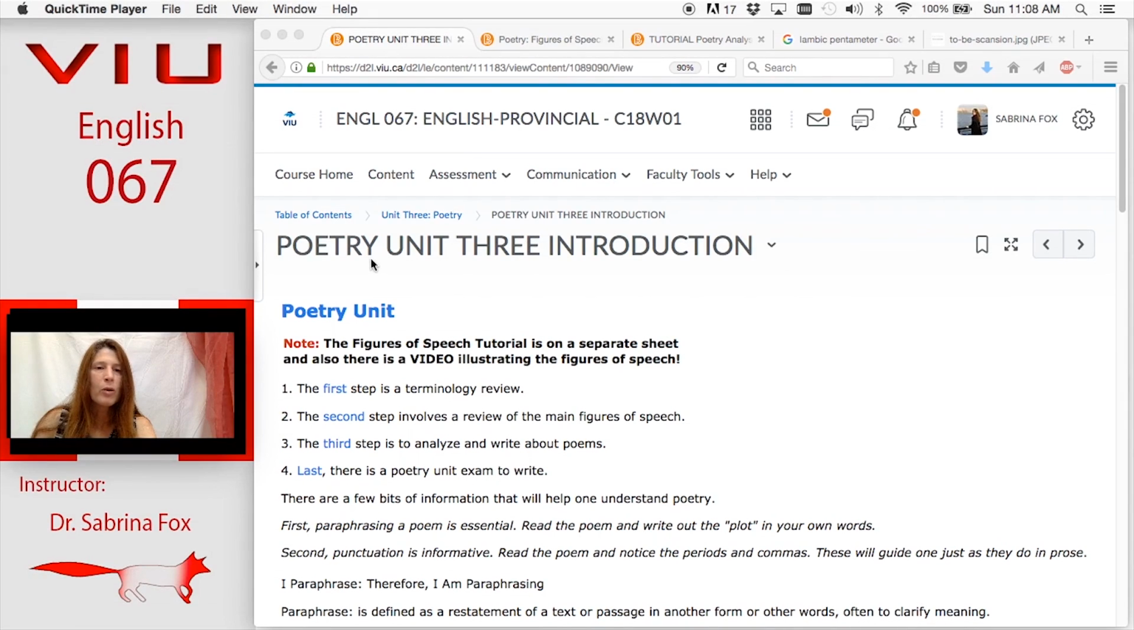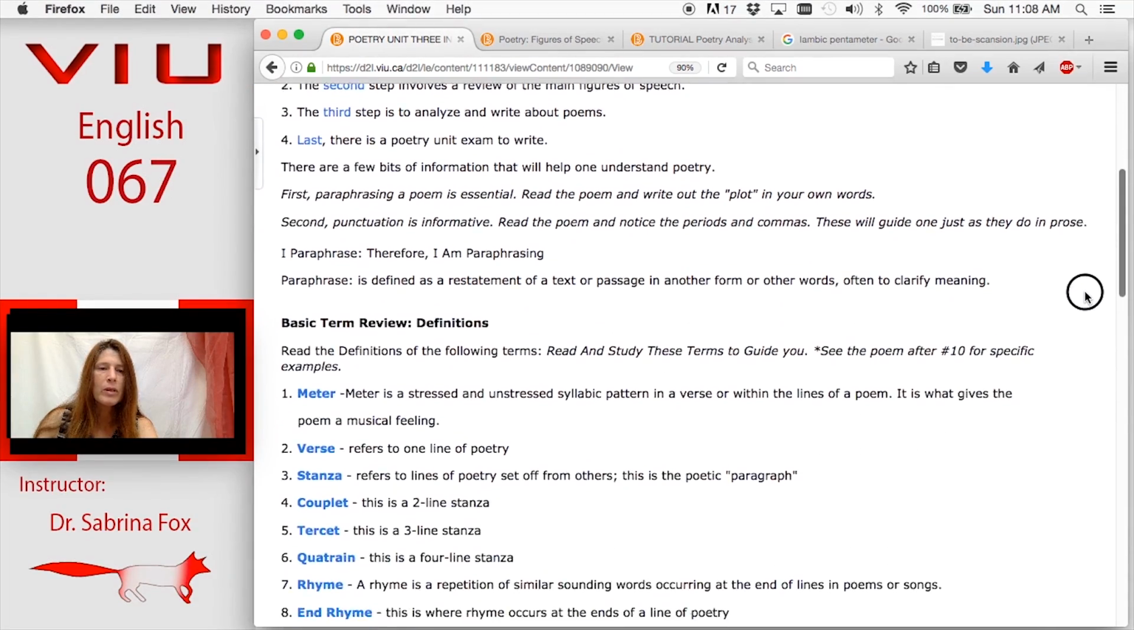At this point, this is Poetry Unit 3, and this is the introduction. If you look under the Poetry Unit menu, that's the first file. I'm just going to introduce you to a few terms fairly briefly, and you can look at them in more detail.